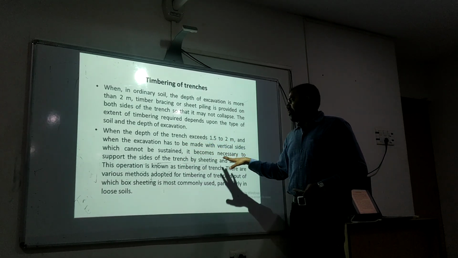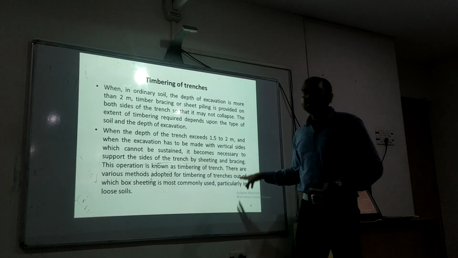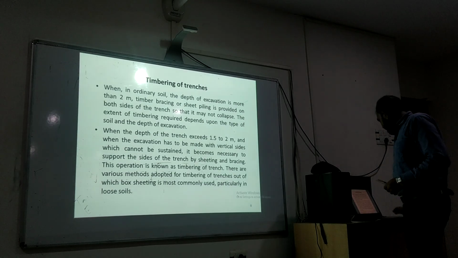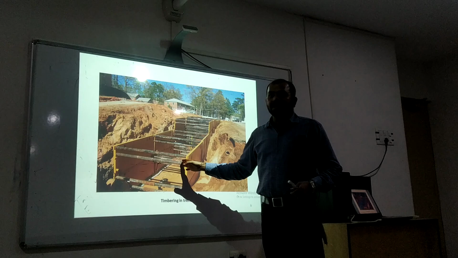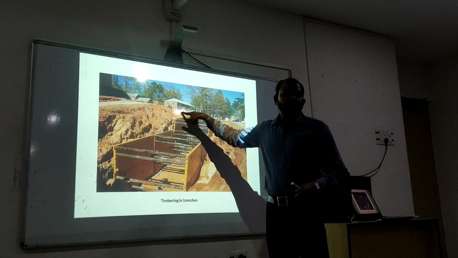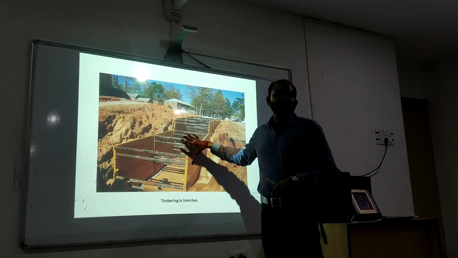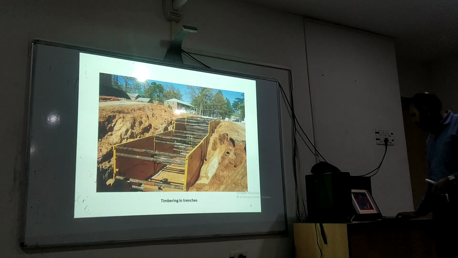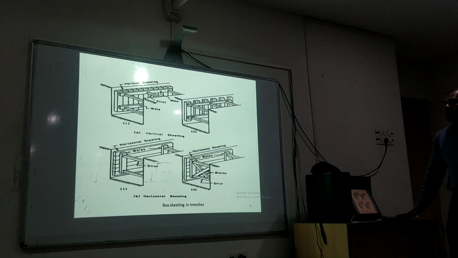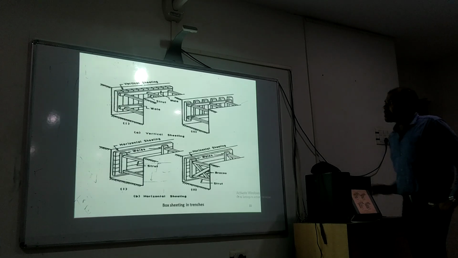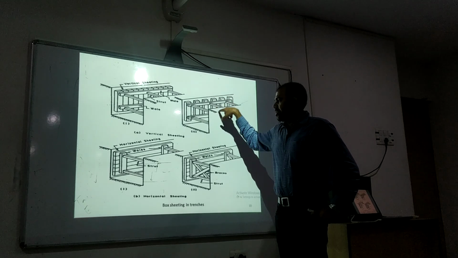When the depth of trench exceeds 1.5 to 2 meter and the excavation has to be made with vertical sides which cannot be sustained, it becomes necessary to support sides of the trenches by sheeting and bracing. So basically this diagram that you have seen is a sort of formwork provided with this bracing, so that it doesn't collapse up to the point the pipes are fitted inside. In the diagram also, box sheeting is in trenches. अब देखिए, laterally support करने के लिए the two walls on two sides, this bracing is done.